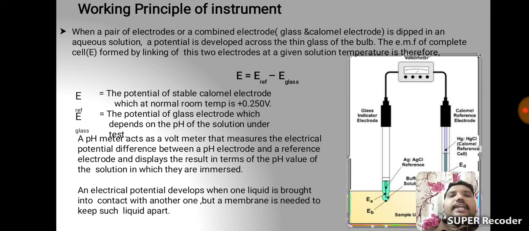A pH meter acts as a voltmeter that measures the electrical potential difference between a pH electrode and a reference electrode and displays the result in terms of the pH value of the solution in which they are immersed. An electrical potential develops when one liquid is brought into contact with another one, but a membrane is needed to keep such liquids apart. These are the electrodes used in a pH meter: calomel, glass electrode, or reference electrode.